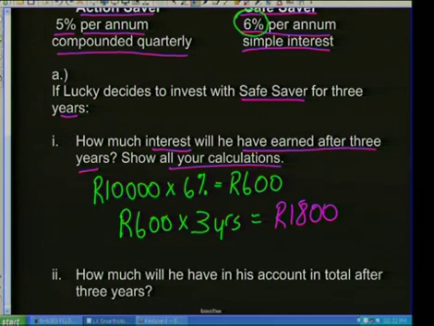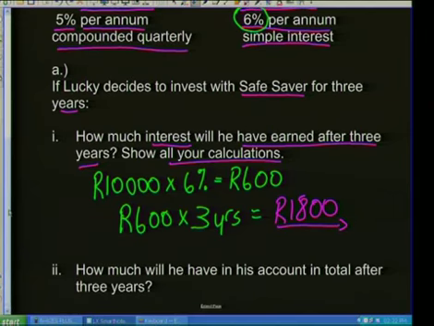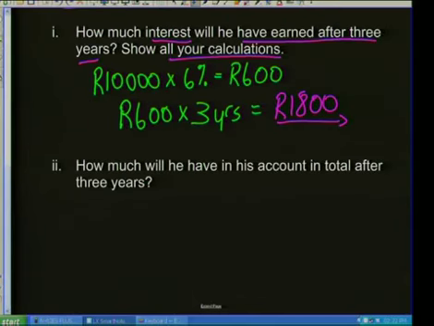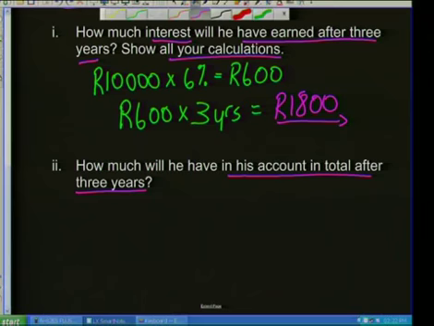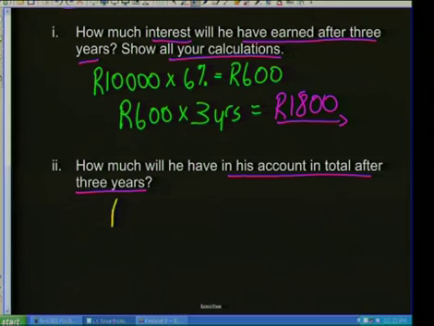Let's go back and check the question. They want you to know how much interest he will have earned. So we have given them the interest portion only. And the next question says, how much will he have in his account in total after 3 years? Well, in total, what does he have in his account? I'm actually going to show you a formula right now because it might be worth remembering.